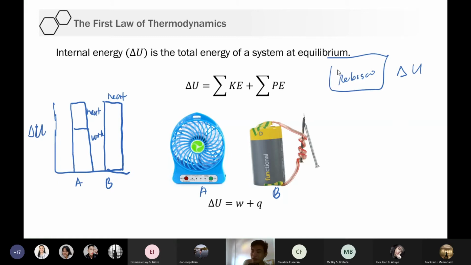Ang ginagawa ng mga nasa food industry is ganito, sinusunog nila 'yan. Susunugin nila yung food. Ibig sabihin, malalaman nila yung internal energy by determining the heat. Malalaman nila yung energy na to by burning this. Literal na burning. Susunugin mo talaga to. Okay? So, yun yung heat, internal energy niya.